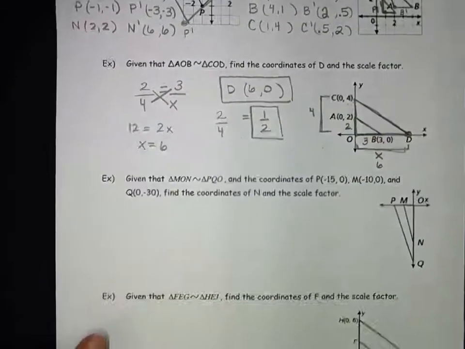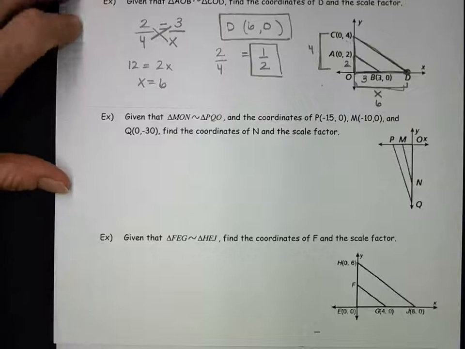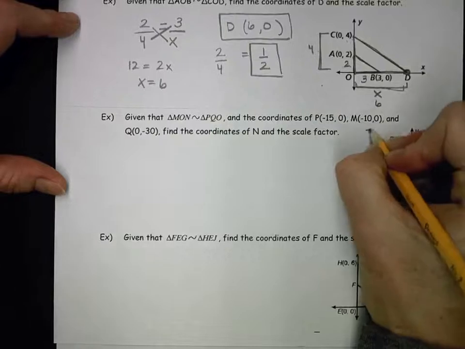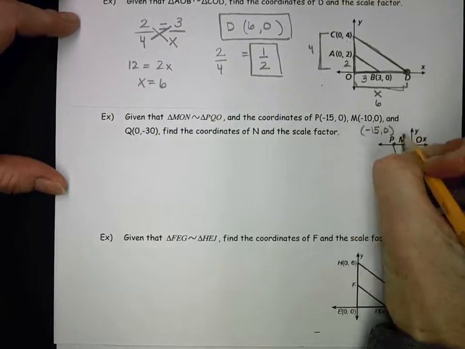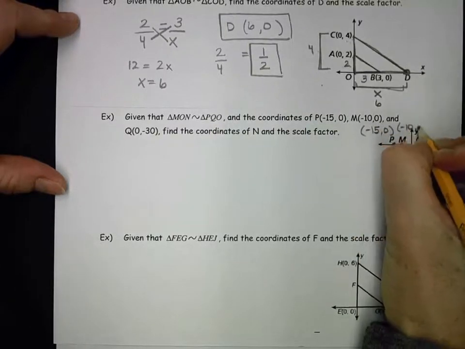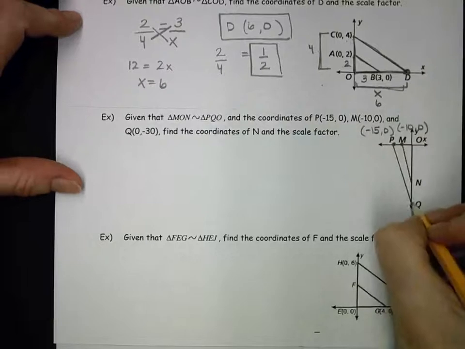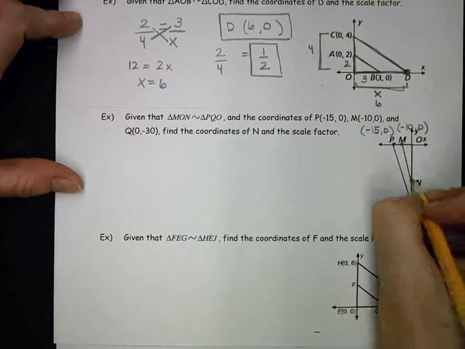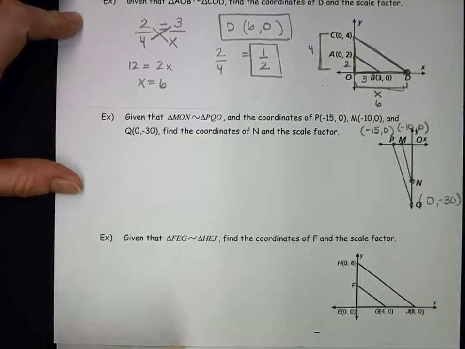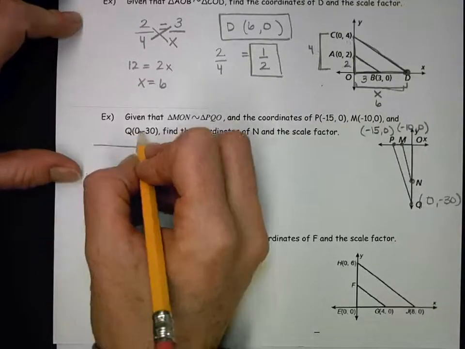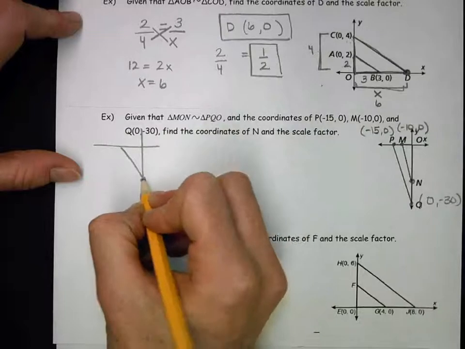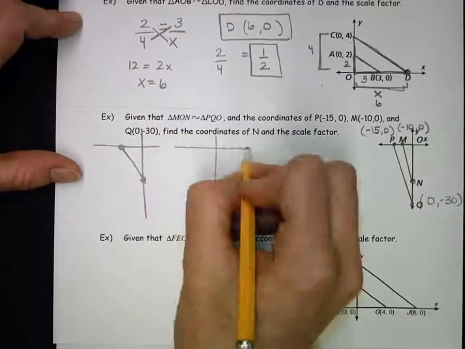Let's take a look at the next one. It says, given that these two triangles are similar, the coordinates of P are -15, 0. The coordinates of M are -10, 0. And the coordinates of Q are 0, -30. We want to find the coordinates of N. All right, the first thing I'm going to do is redraw my triangles so they're a little bit bigger. Here's my first one, and here's my second one.